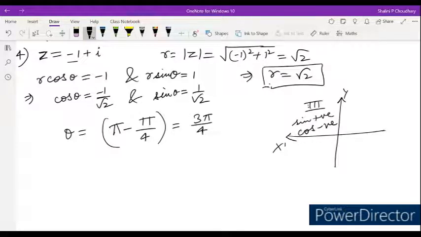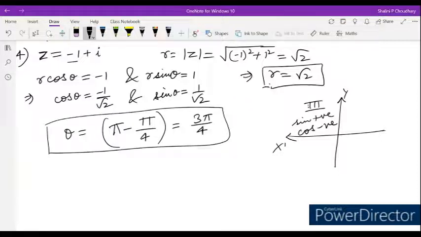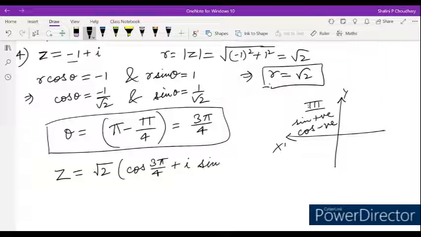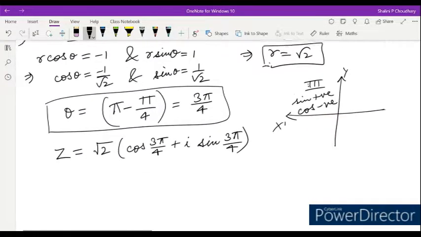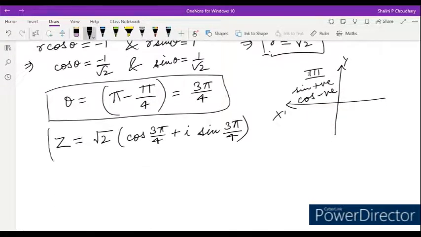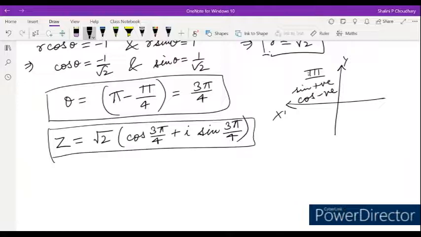Okay. So we got the value of theta, and the value of r you got. So in polar form, z can be written as square root of 2 into cos theta, where theta is equal to 3 pi upon 4, plus i sin theta, 3 pi upon 4. Okay. So this will be z in polar form.